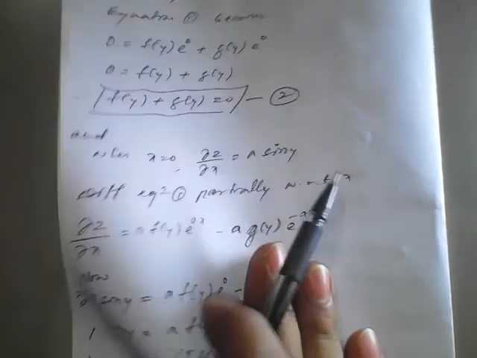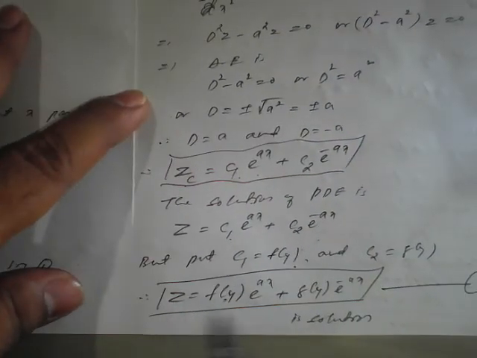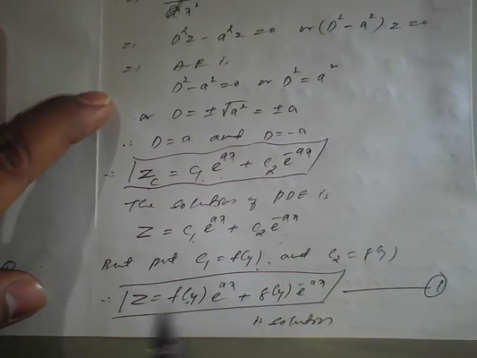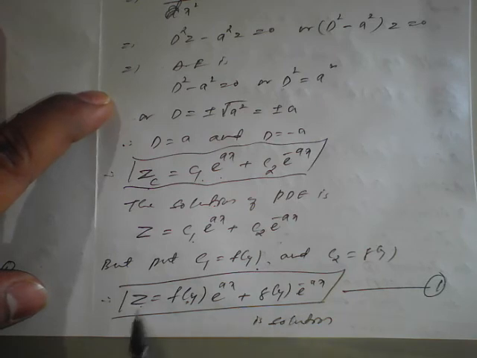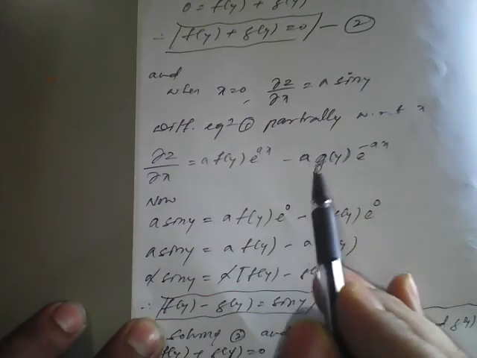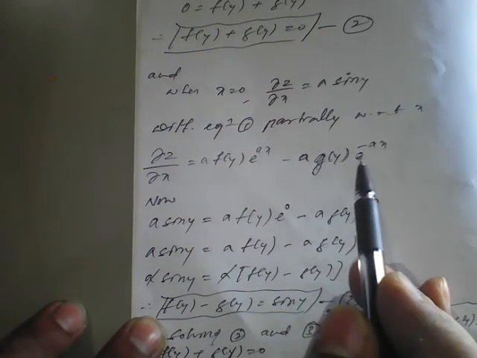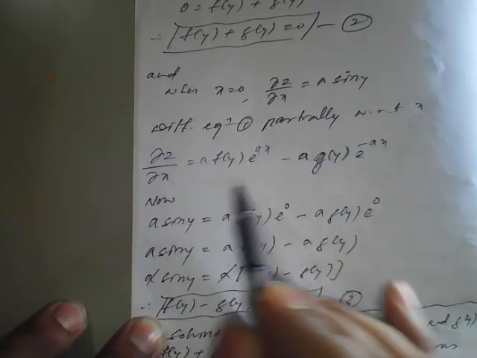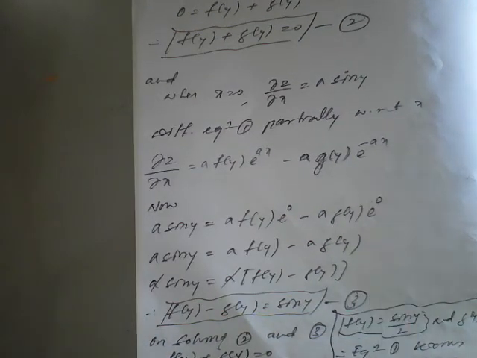But we know it is in the form of equation 1, so we need to differentiate this equation number 1 with respect to x, partially. So dou z by dou x is equal to f of y, you keep as it is, differentiation of e raised to ax will become a times e raised to ax, and g of y is a constant, differentiation of e raised to minus ax will become minus a times e raised to minus ax. So I will rewrite it here: dou z by dou x is equal to a times f of y e raised to ax minus a times g of y into e raised to minus ax. This is a partial differentiation of your equation number 1 with respect to x.